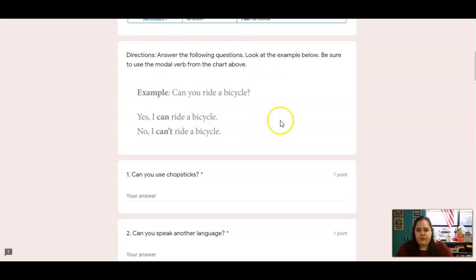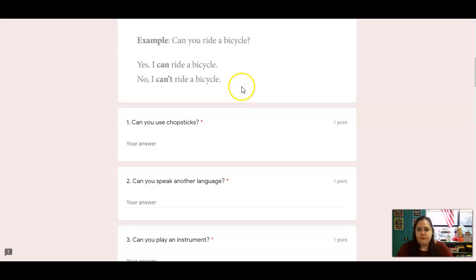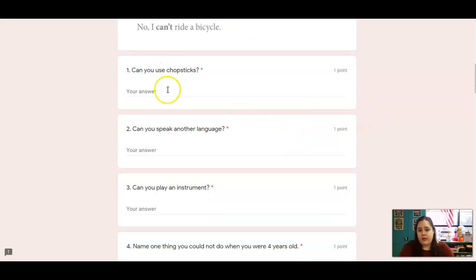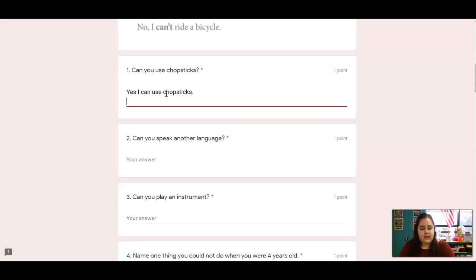So here's an example for you. It says, answer the following questions and look at the example below. Be sure to use the model verb from the chart above. That's another word for auxiliary. So for the example, can you ride a bicycle? You're going to answer with, yes, I can ride a bicycle, or no, I can't ride a bicycle. Okay? So can you use chopsticks? Again, you're going to say, yes, I can use chopsticks. Or maybe you can say, no, I can't use chopsticks.